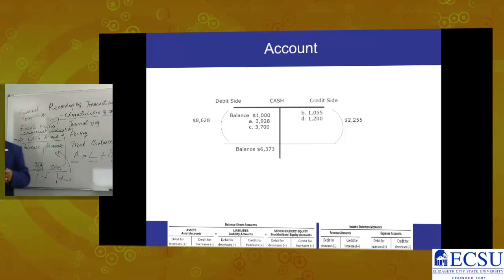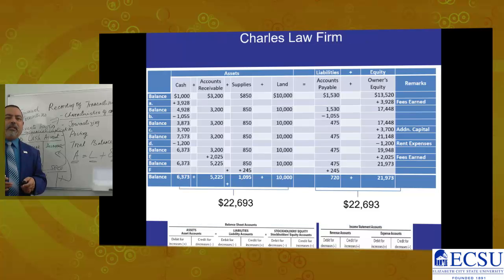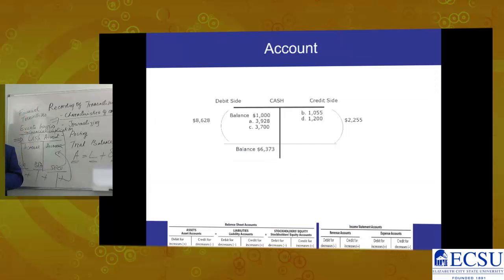Okay, now we started with a balance of 1,000, and then I received 3,928. Because there was a fee that was earned by me, as you can see, that has increased my cash balance by 3,928. And again, I received some money, 3,700. That has also increased it. So that's why I'm putting everything on the debit side. You can see those figures there.